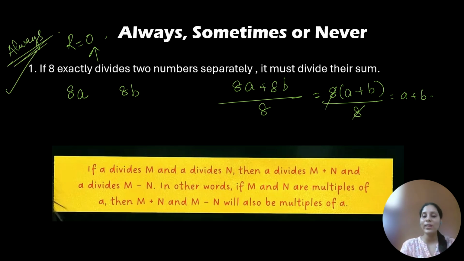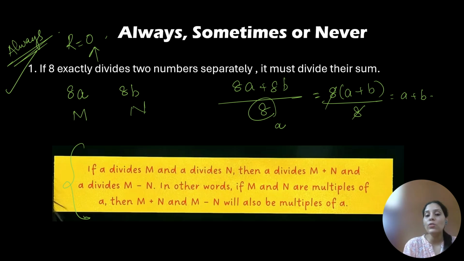This is always true. Now, if I directly read this statement in yellow, you will not understand, which is why I've given you these statements. First, take examples and do it. Then if I read the statement, you will understand in a better way. Let's see what is there. If A divides M and A divides N, you can see 8 is dividing 8a and 8b.